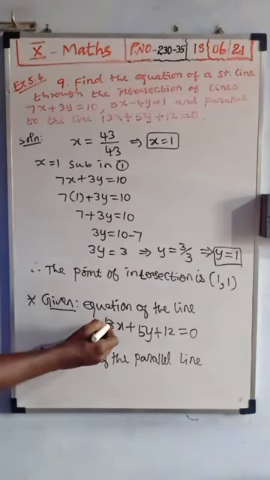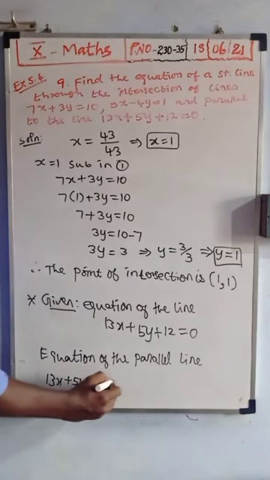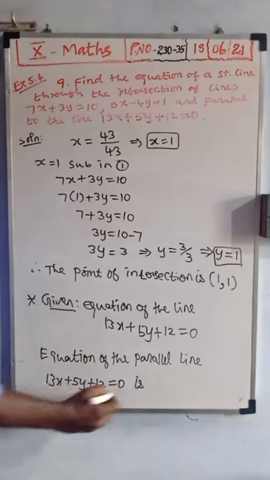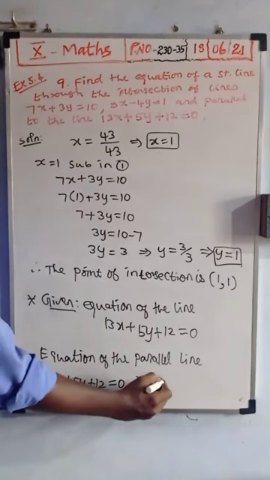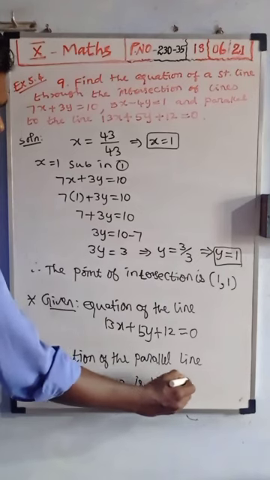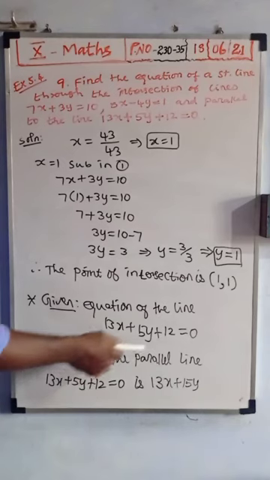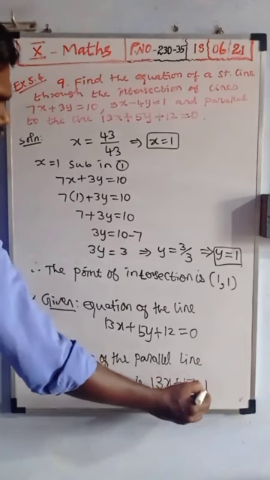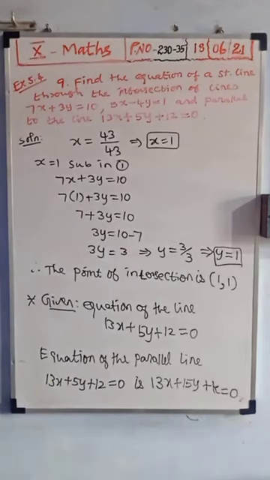Which equation? This equation. The equation of the parallel line to 13x plus 5y plus 12 is equal to 0. For a parallel line, only the constant term alone will change. I have already explained this formula. So when one equation is given, for the parallel line only the constant term changes. So instead of plus 12, you change it into plus k is equal to 0.